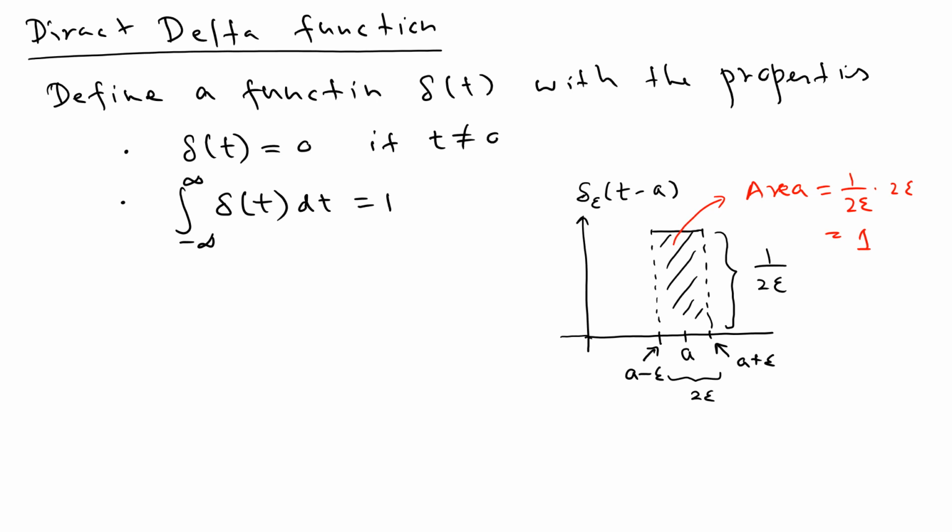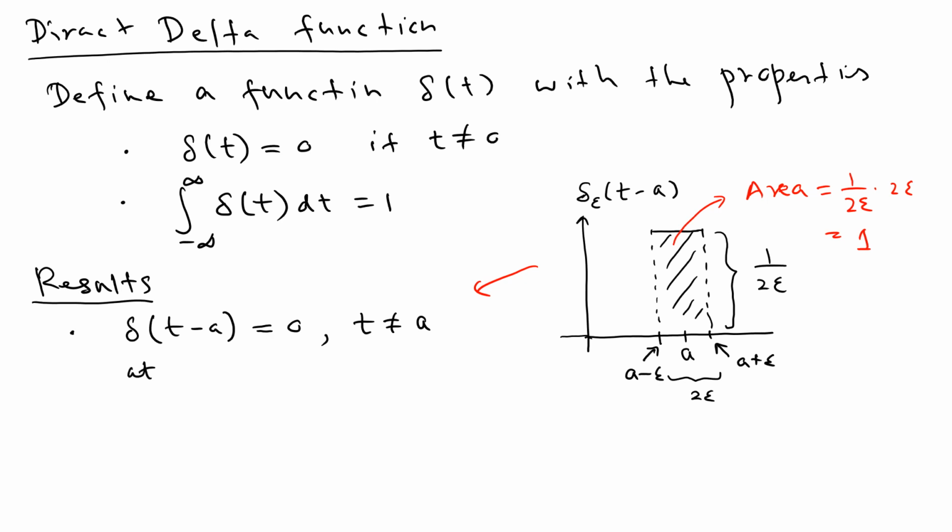So let's define the generalized version of the function. So I'm going to call the results. We can write the results. So let's start with the first one. The first one is delta t minus a equal to 0 if t is not equal to a. So that's the generalized version. So how we define the generalized version. And also we have the integral version, and then you can see that at t equal to a, it goes to infinity. Okay, so that's how it looks like.